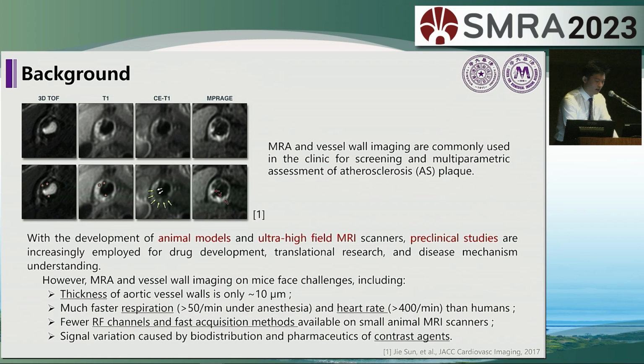However, MRA and vessel wall imaging on mice face several challenges. The first one is the thickness of the vessel walls is only in the size of tens of micrometers. The second, mice have much faster respiration and heart rate than humans. The third, fewer RF channels and fast acquisition methods are available on small animal MRI scanners. The last but not least, the signal variation caused by contrast agent.